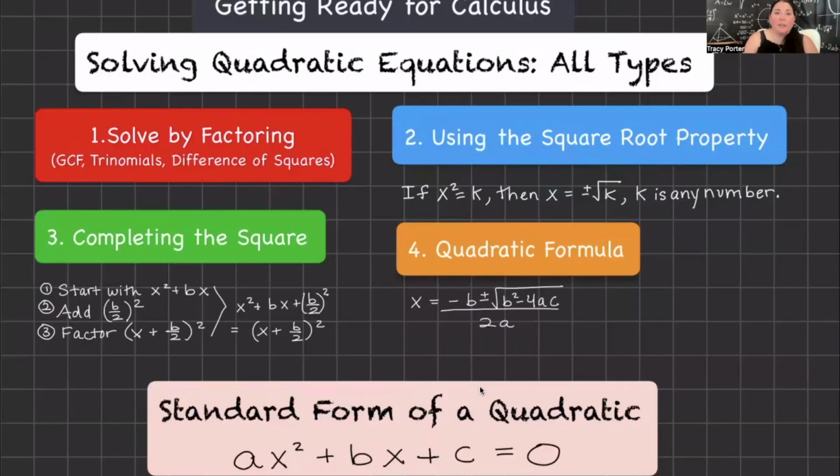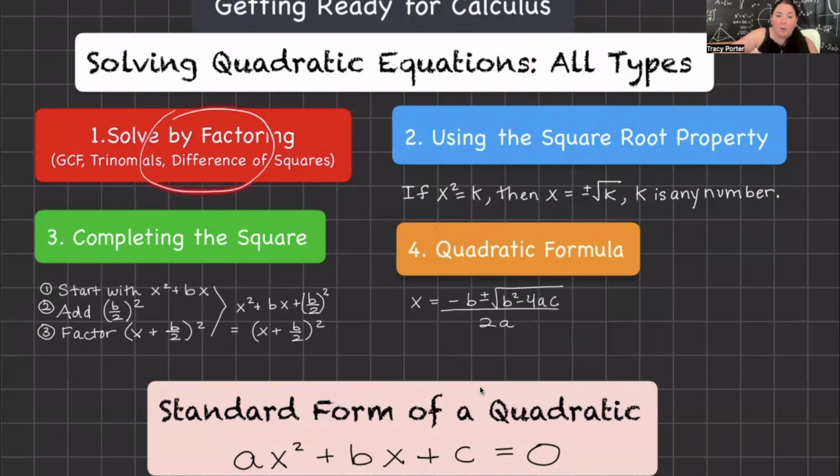Okay, continuing on with the getting ready for calculus topics. This one is on solving quadratic equations, and specifically, it's on all types. So this is a quick overview. Each one of these can be broken down into several lessons. So I am not doing that.